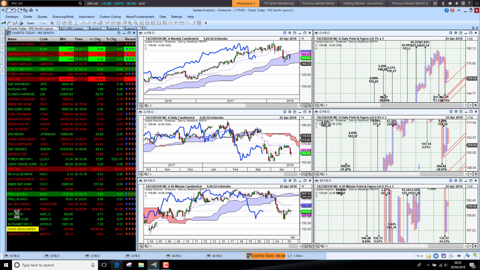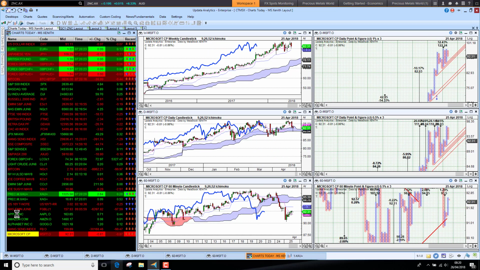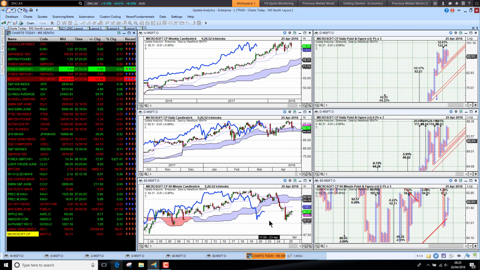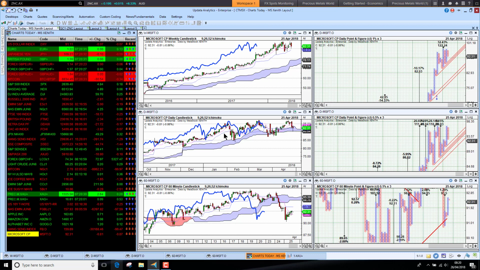And then Microsoft also was off. So tech's still looking quite worrying, and Microsoft bearish below the cloud for the first time in a little while. So just struggling, all these stocks just struggling to make new highs.